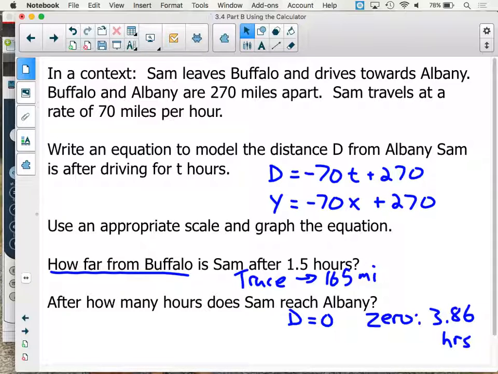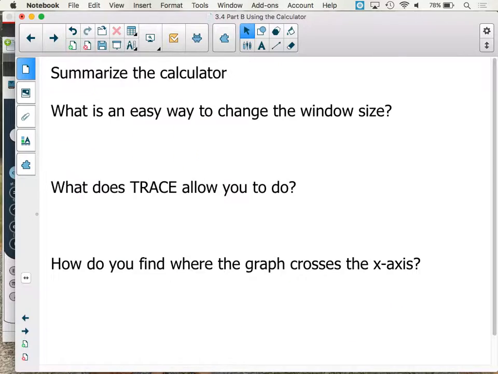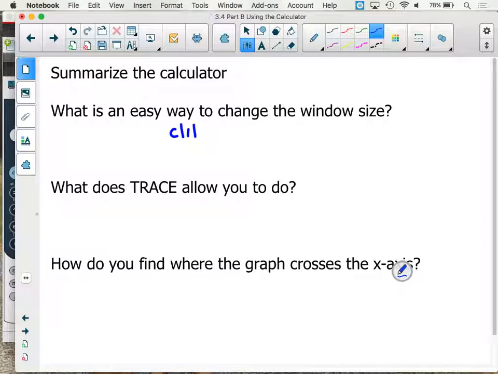So let's do a quick wrap-up. First of all, the easy way to change that window size. Remember those little numbers? Click on the scale on the axes. That was a nice, easy way to change the window. You click on it, type in whatever number you want. The trace function: remember, trace is menu, and then 5, and then 1 for a graph trace.